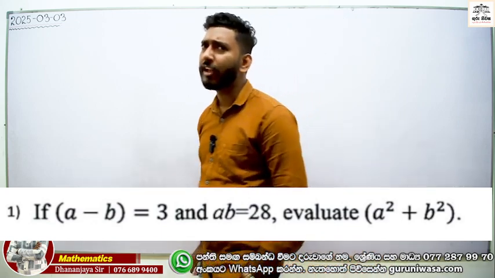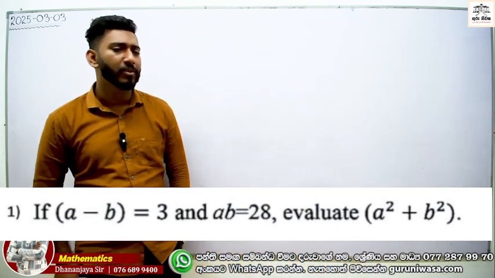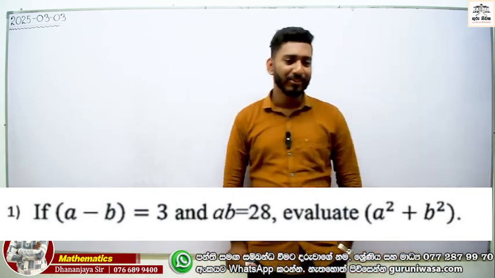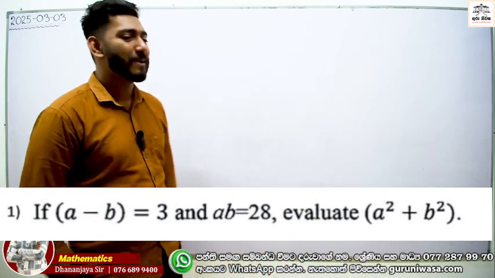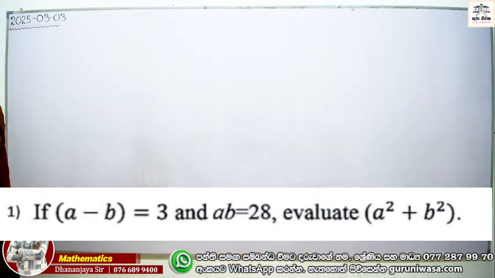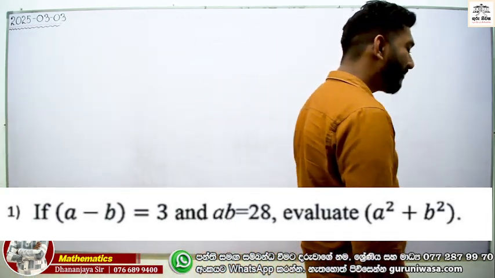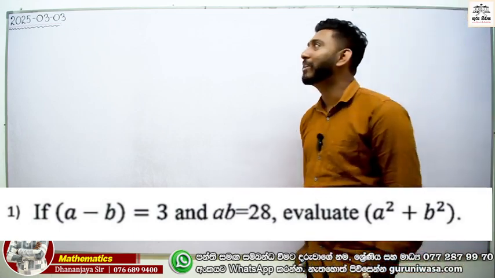Can you remember these types of questions? These types of questions: if a minus b equals 3, ab equals 28, find a squared plus b squared.